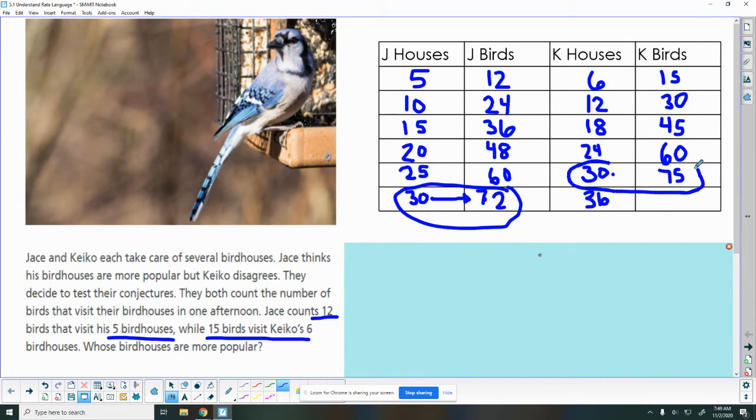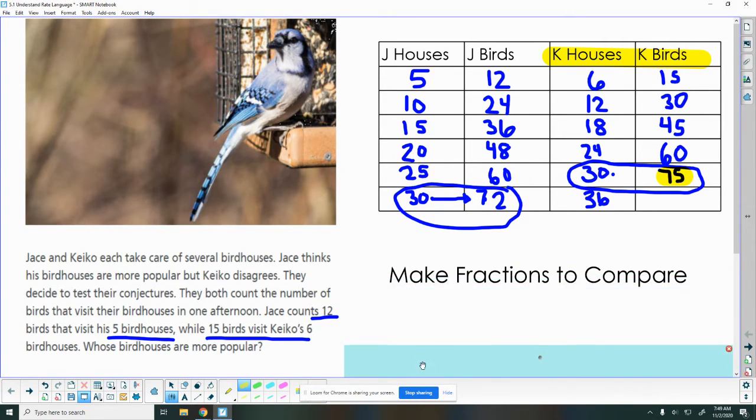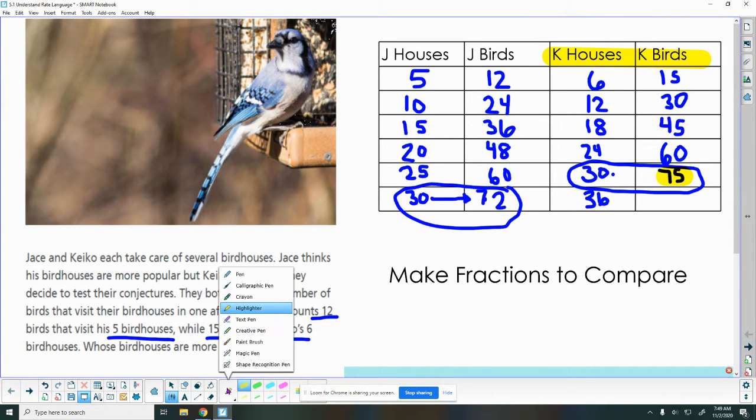They both have 30 houses. He has 72, and she would get 75. So I am saying that Kiko's birdhouses are more popular because more birds are coming to visit her. So let's look at that another way. Let's make some fractions that we're going to compare here.